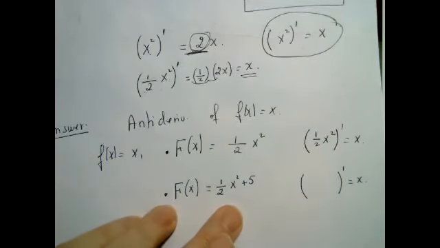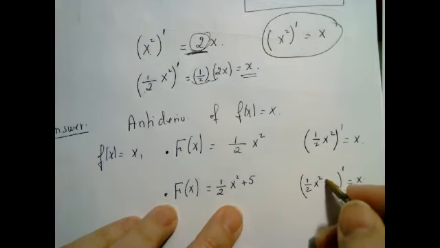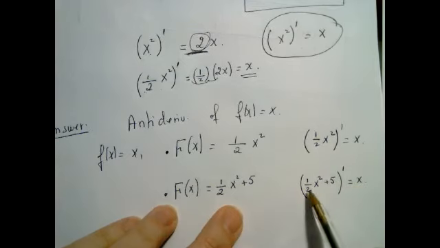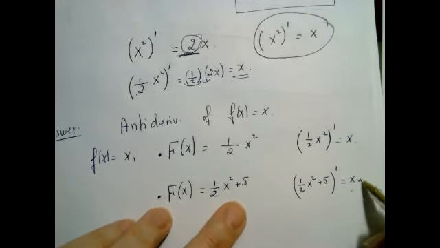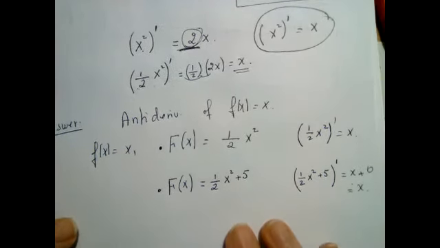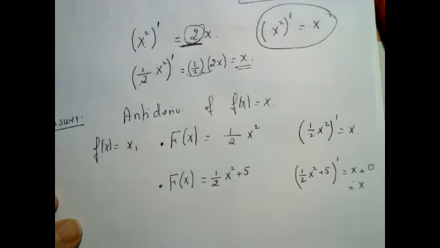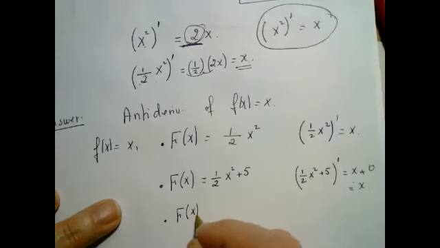Does this make sense? What's the derivative of 1/2 x squared plus 5? The derivative of 1/2 x squared is x, plus 0, because that's a constant. That's equal to x. Okay? So there are a lot of antiderivatives. Now the picture is a little bit clearer.